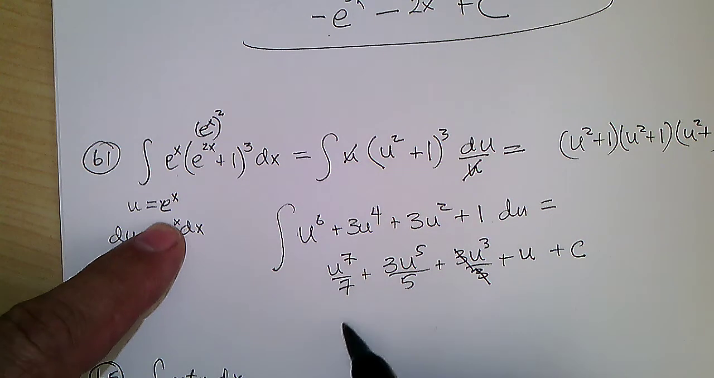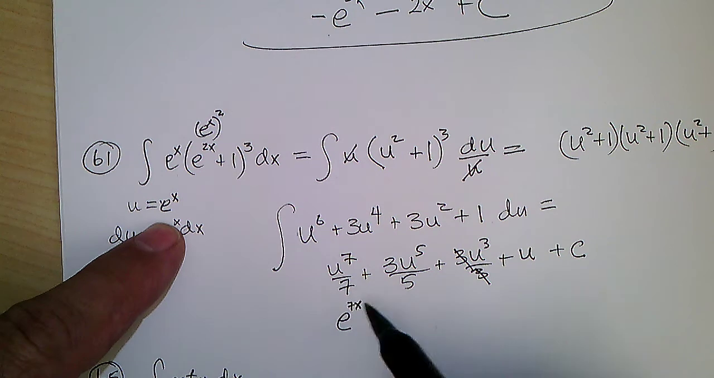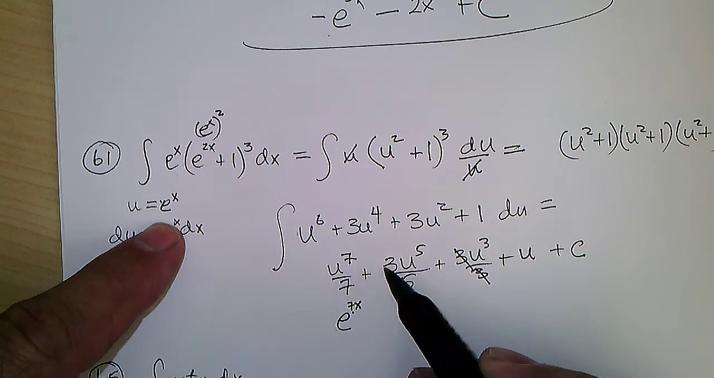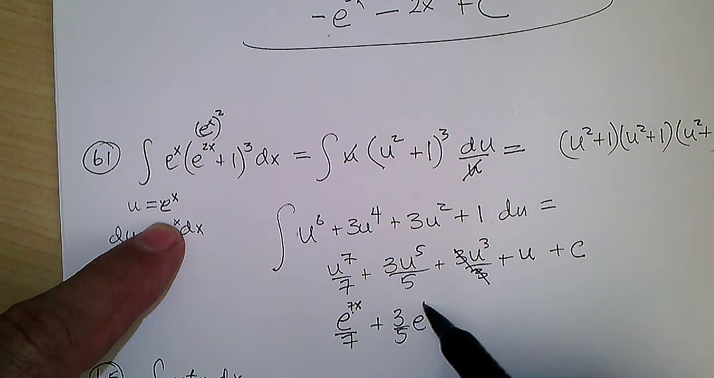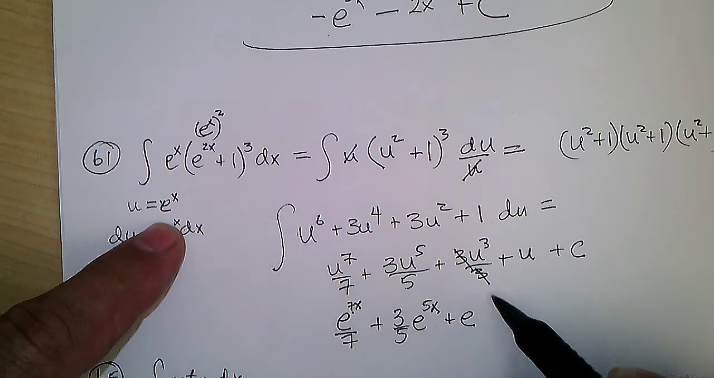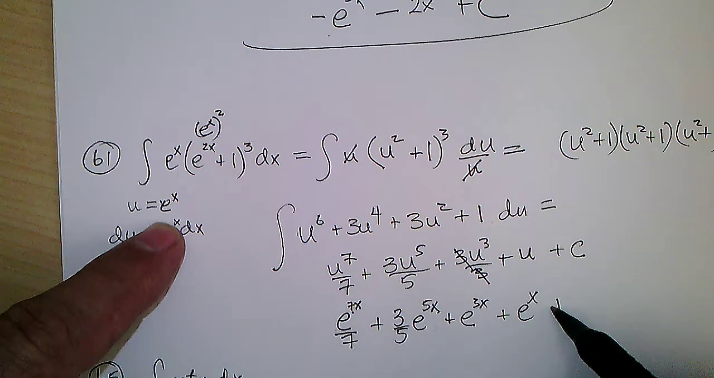And then we can put e to the x back into this. So this becomes e to the 7x over 7, because e to the x to the 7th, you multiply the powers, plus 3/5 e to the 5x plus e to the 3x plus e to the x plus c.